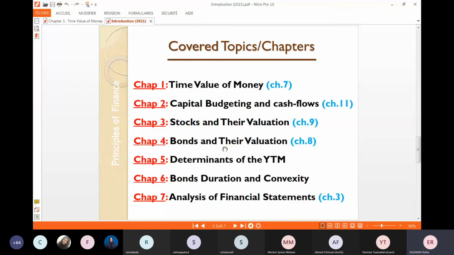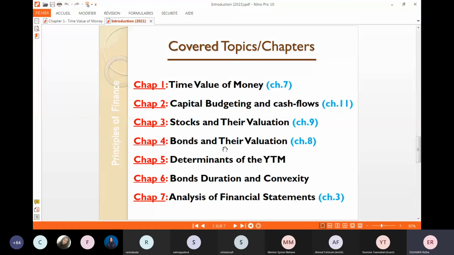The last chapter will cover, as I said, the financial statement analysis of the company, how to use the income statement, how to use the balance sheet of the company to analyze its performance, its liquidity position, the efficiency of the use of the assets of the company, the leverage of the company, etc. These are the 7 chapters that we'll try to cover, inshallah.